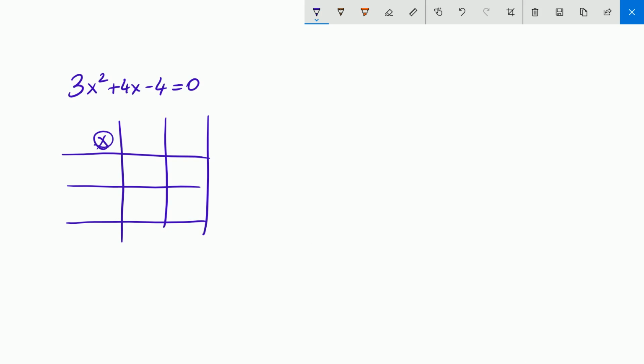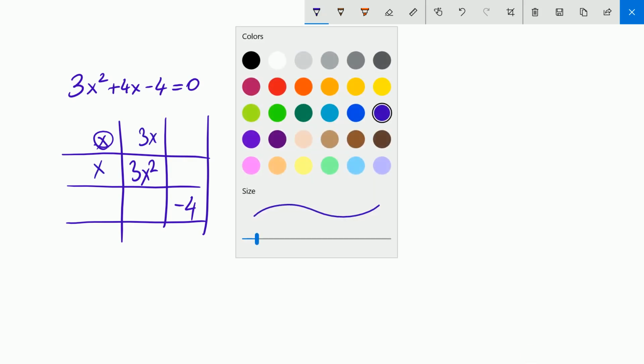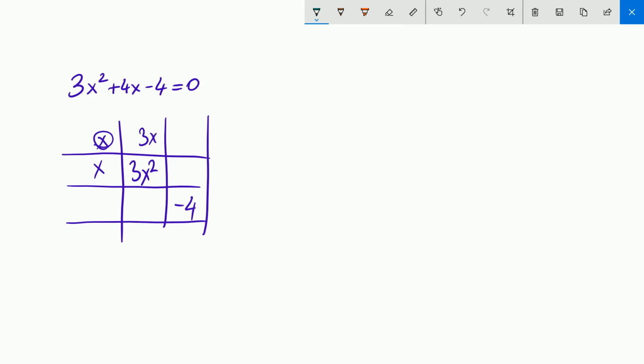And the first box will be filled by 3x². And the fourth box is really important. This is -4. So what makes -4? And let's say what makes 3x², 3x and x. What makes -4? We are going to reach the middle term. The middle term is 4x. So -2 and 2. Let's use -2 and 2.